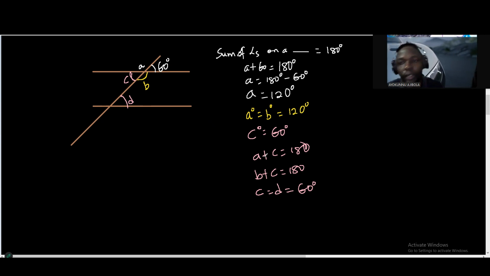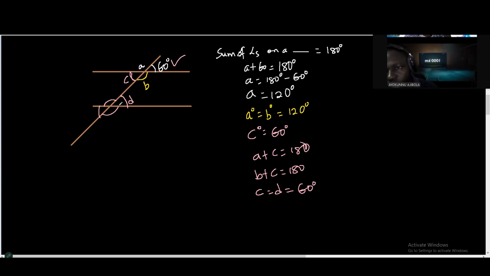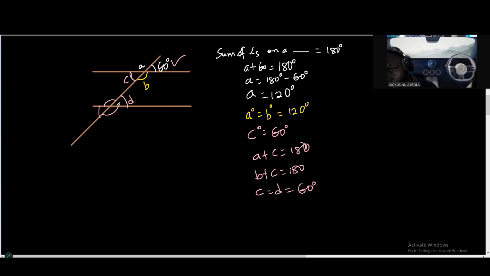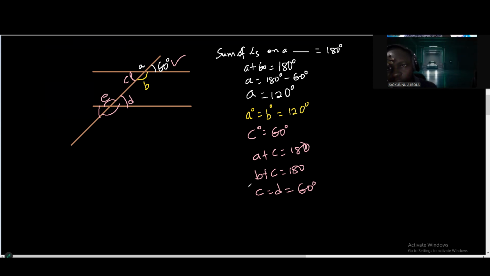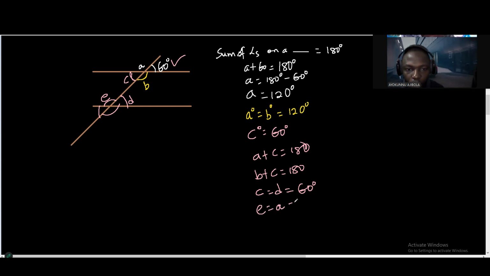So we've got to take note. We can be given only one and be asked to find all of the other angles. So if there is D, we can say D is 60. If there is E, E will be the same as A. And if A is 120, then E is also 120.